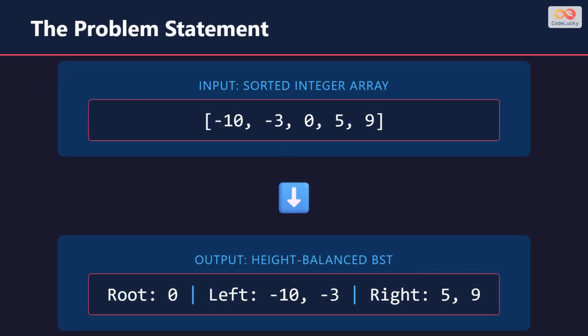Here is our input, a simple array of integers sorted in ascending order. Our goal is to transform this linear list into a hierarchical tree structure that satisfies the balanced binary search tree properties. We need to do this efficiently without rearranging the numbers in a way that breaks the search property.